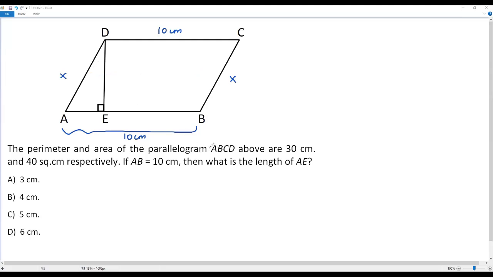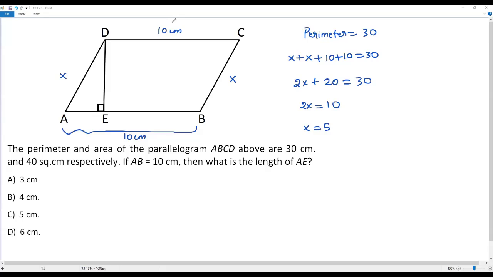Okay, now let me consider the given information. The perimeter of the parallelogram is 30 centimeter. Let me write it over here. So perimeter equals 30 centimeter. Perimeter means we have to add the lengths of all the four sides. That is x + x + 10 + 10 = 30. When I combine the like terms, I'm getting 2x + 20 = 30. When I subtract 20 from both sides, I'm getting 2x = 10. When I divide both sides by 2, I'm getting x = 5.